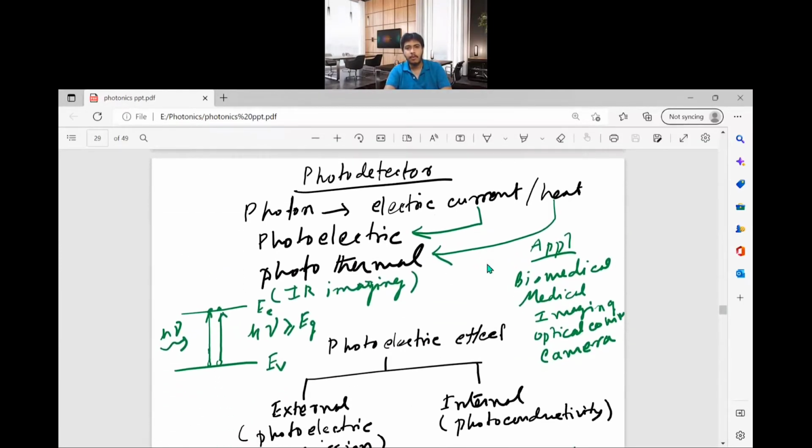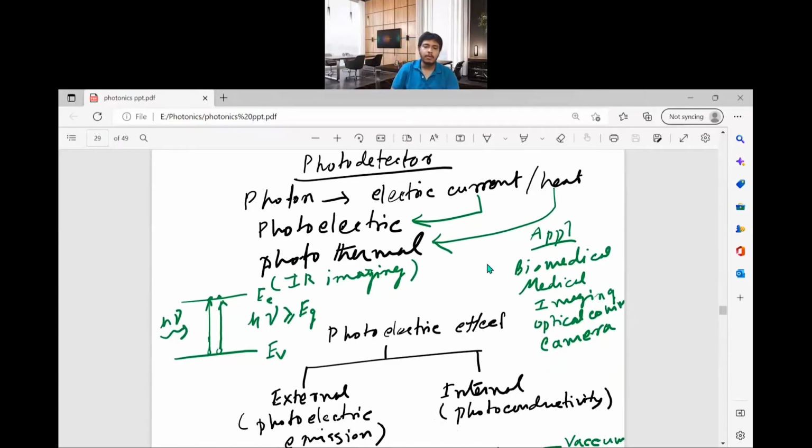Now we are moving on to the photodetector. A photodetector detects photons. You can detect photons by converting the photon to an electric current or to heat. When the photon is converted to an electron current, it is the photoelectric effect, and when it is converted to heat, it's the photothermal effect. The photothermal effect is used for imaging: in some materials light is absorbed and converted to heat, and that heat can be used for thermal imaging and medical imaging.